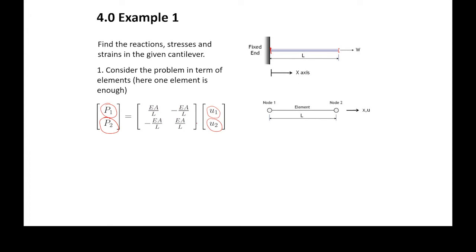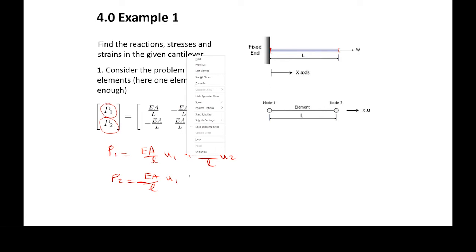Now, if you look into this system here, you see that you have 2 equations. I'm going to write them down. P1 is equal to EA over L, U1, added to EA over L, U2, and P2 is equal to EA over L, U1. This is negative, sorry, and this is negative. Added to EA over L, U2. This is a negative sign here.